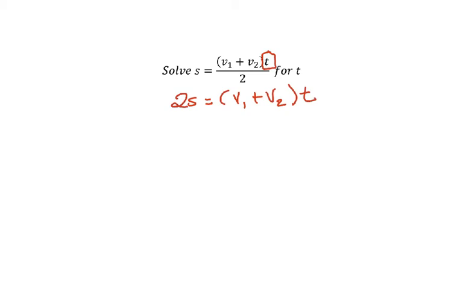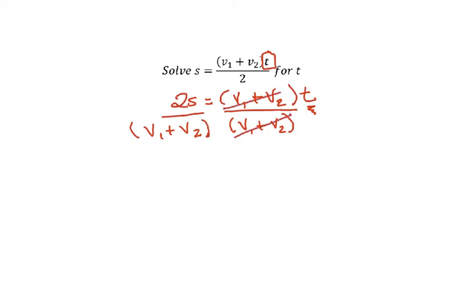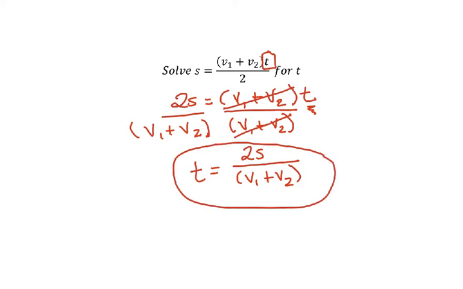And again, it's T that I want all by itself, so I'm going to divide both sides by this quantity V1 plus V2. And here they'll cancel out. And I'll get T equals 2S over V1 plus V2. And that's the answer. I've solved it for T.